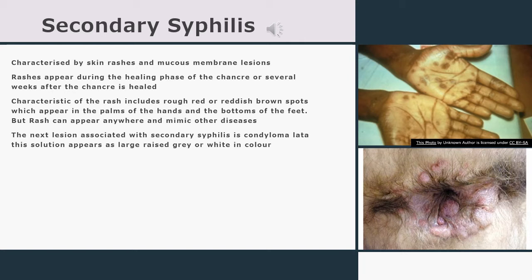Secondary syphilis is characterized by skin rashes and mucous membrane lesions. These rashes appear either during the healing phase or several weeks after the primary syphilis lesion, the chancre, has healed. Secondary syphilis is characterized by the rash, which is rough, red in color or reddish brown spots, as you can see in this image, and it occurs characteristically in the palms and the feet, where normally you don't get the lesions from most of the diseases. So this is used for diagnostic purposes, the appearance of these rashes in the palms and in the feet.